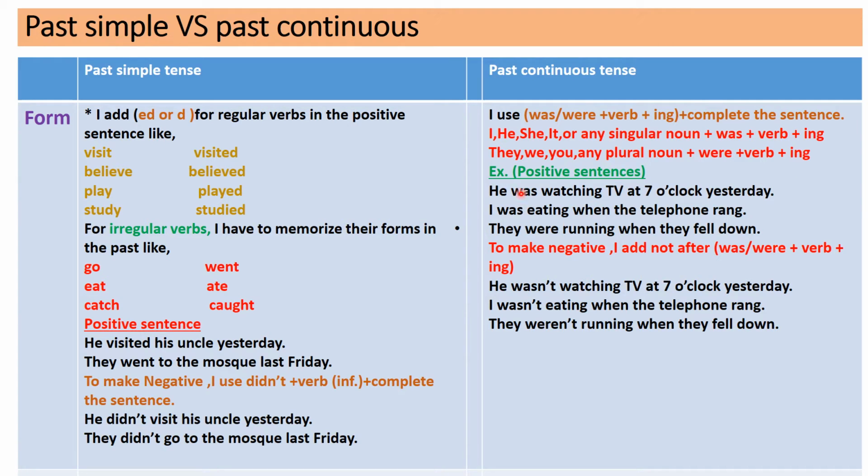So here we have some examples of positive sentences. When I say he was watching, don't forget ing. He was watching TV at 7 o'clock yesterday. What's this? Yesterday, yes. But here we have accurate time, exact time.